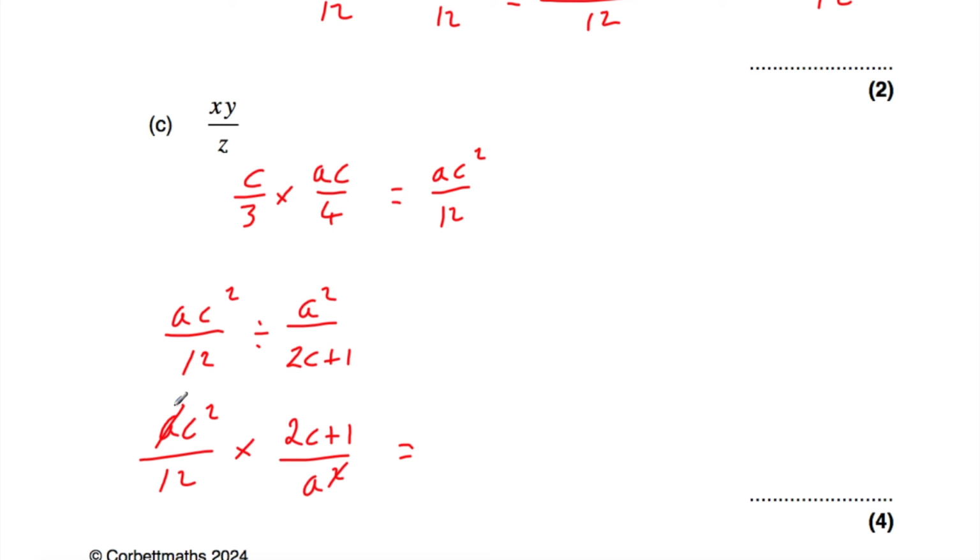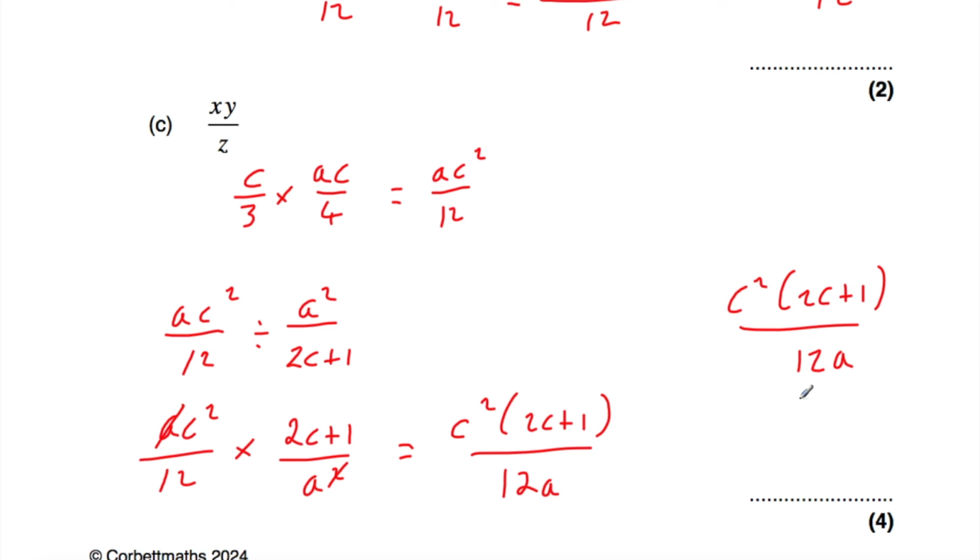Now let's just multiply. C squared multiplied by 2c plus 1. So let's write that out. C squared, brackets 2c plus 1, close brackets. And then on the denominator, we've got 12 times a, and 12 times a is just 12a. And that's it. So we could leave our answer as c squared, brackets 2c plus 1, over 12a. Or alternatively, you could expand the brackets if you wanted to, and you could get 2c cubed plus c squared over 12a. I probably would leave it as the top one, and that's it.